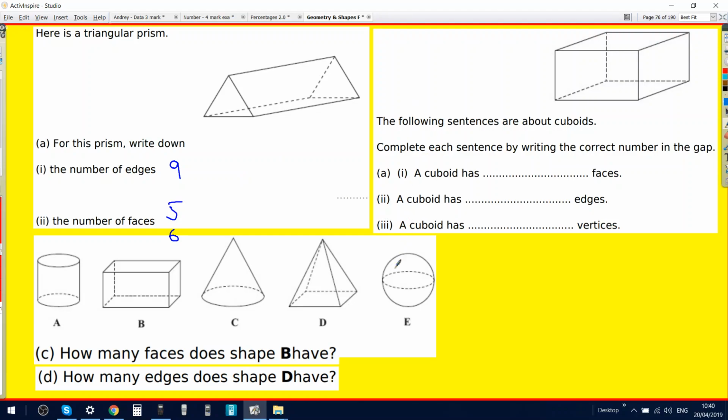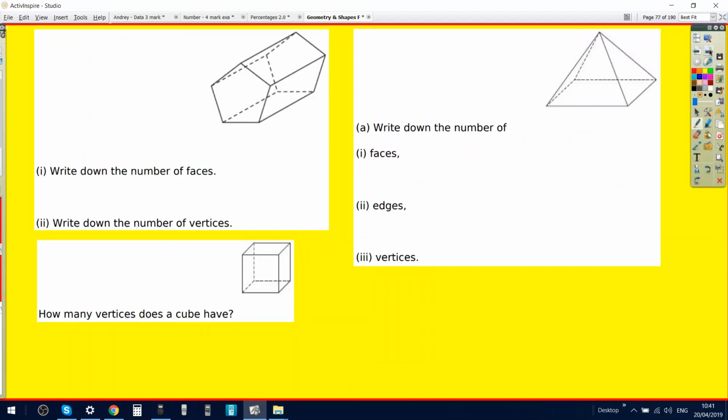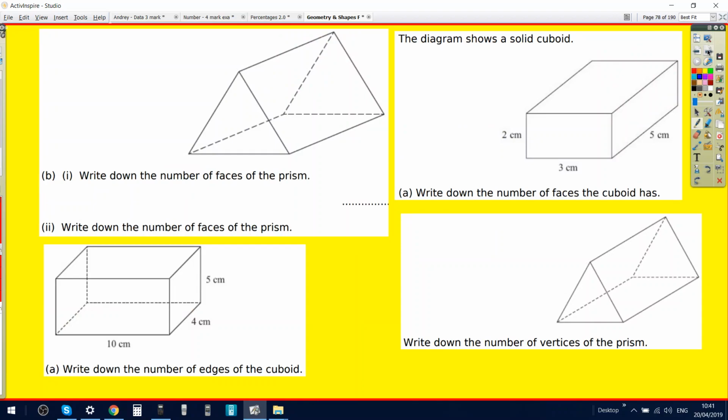We'll just do the one down here. How many faces does shape B have? It has 6 faces. And D, how many edges? It has 8 edges. Yeah. So I think you're good for this stuff.